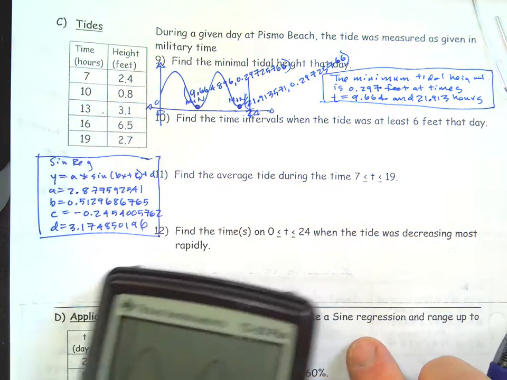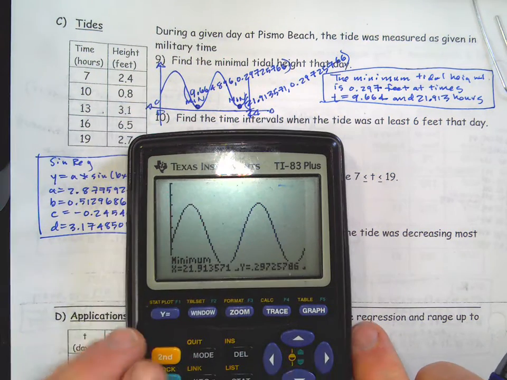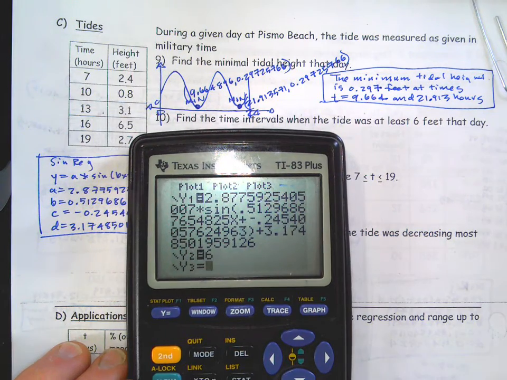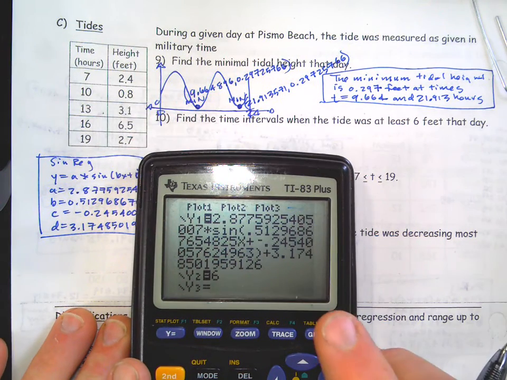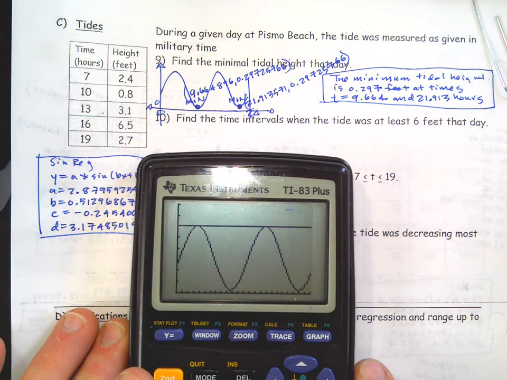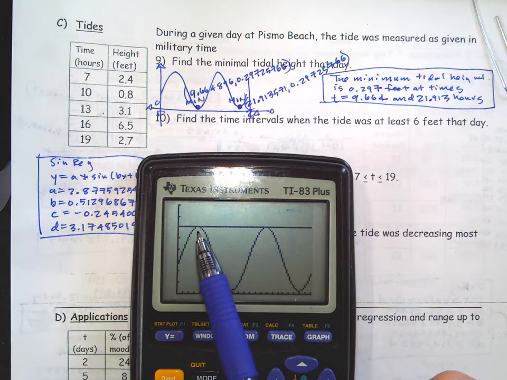Find the time intervals when the tide is at least 6 feet. So we're going to go to y equals and graph the line y equals 6. So let's see. Ooh, does it never hit 6? Does it barely hit 6? Now, what I think could be interesting: does it actually hit it? Does it go through it?